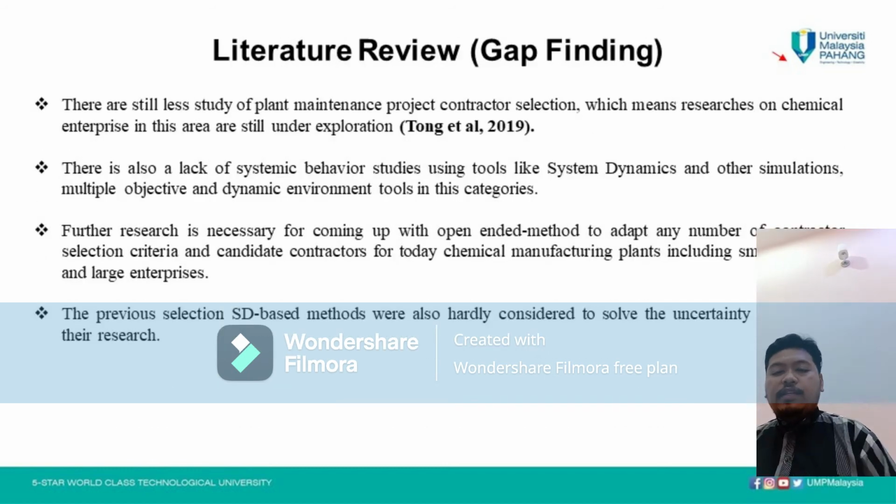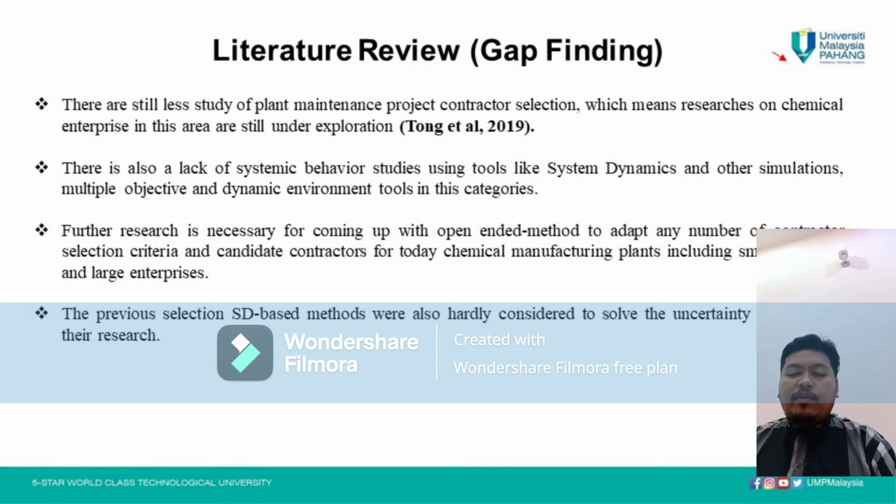For literature review gap findings, according to Tong et al. 2019, there are still few studies of plant maintenance project contractor selection, which means research on chemical enterprise in this area is still under exploration. Moreover, there is also a lack of systemic behavior studies using tools like system dynamics and other simulation tools, multiple objective and dynamic environment tools in this category. Further research is necessary to come up with an open-ended method to adopt any number of contractor selection criteria and candidate contractors for today's chemical manufacturing plants, including small, medium, and large enterprises.